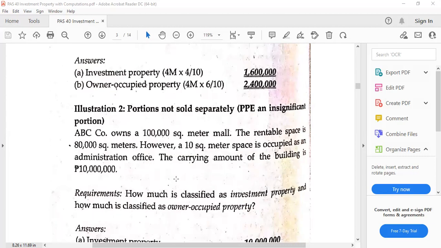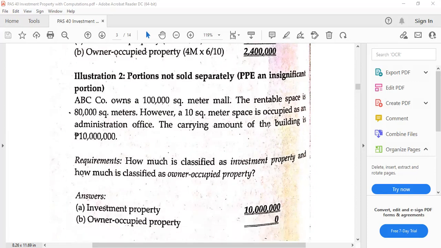If not sold separately, as said a while ago, we have to look into which portion is significant. So for example, let's say in this particular case, if we can check this out. Again, you need to pause at this point in time to be able to read the problem properly. And now we're back. So we can see here that this 100,000 square meter mall has a rentable space of 80,000 square meters, and the 10 square meter space is occupied as an administration office. The current amount of the building is 10 million pesos. So what should be classified as investment property?